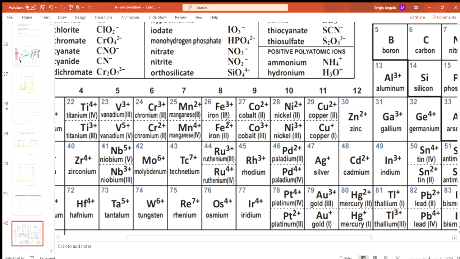So iron 3 represents the 3 positive charges on iron. Iron 2 represents the ion with only 2 positive charges. And if you look at that, that's the pattern that we use for all these. Manganese here with 4 positive charges, we call it manganese 4.